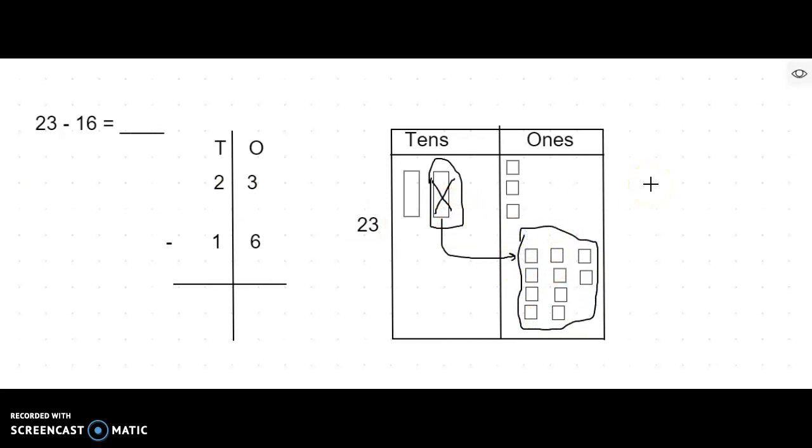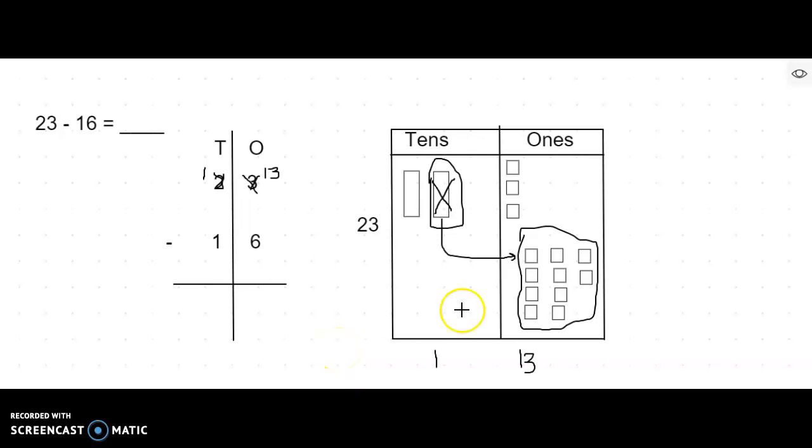Perfect. So now what I have is instead of 2 10s, I have 1 10. And instead of 3 ones, I have 10, 11, 12, 13 ones. And I've got to show that up here too. I have the same amount, but I've redistributed it. I've regrouped it so that I have one group of 10 and 13 loose ones. Can I take 6 out of 13?